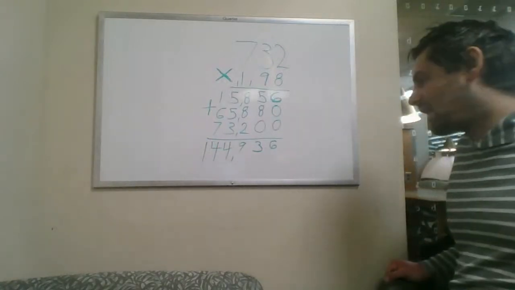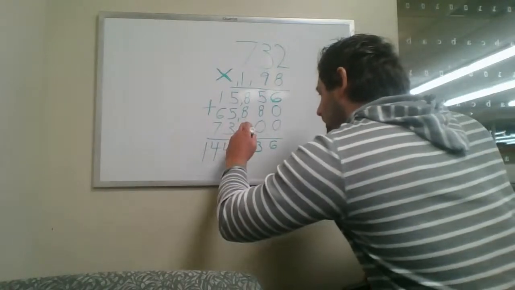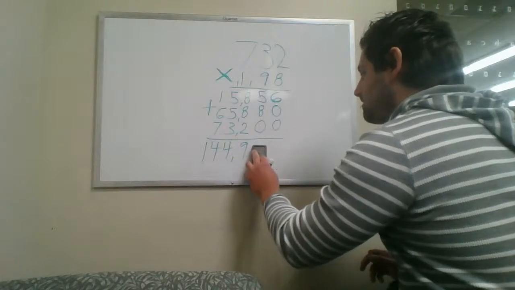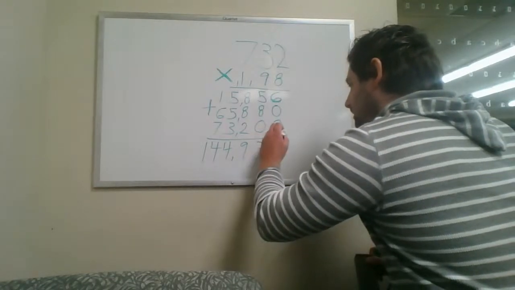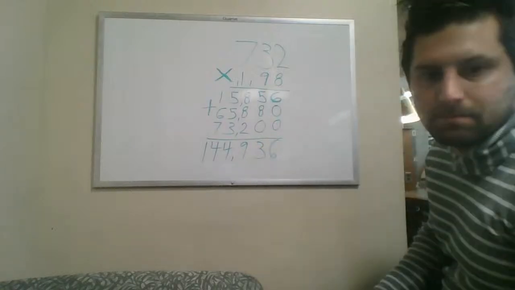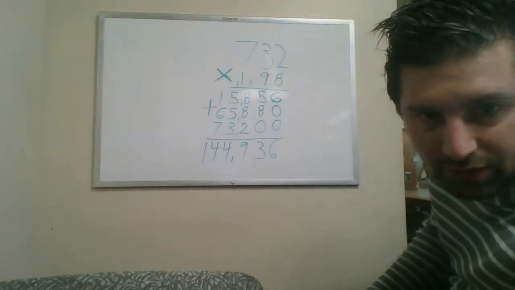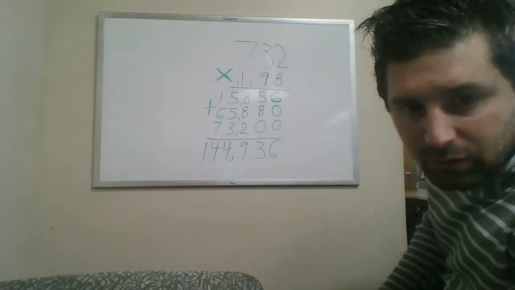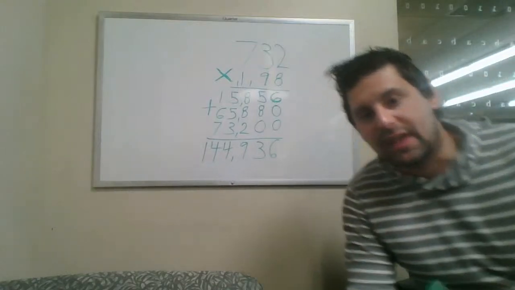All right, we have our final answer. I'm going to make the 9 a little bit neater. Legibility matters. Legibility definitely matters. So we have our final answer. 732 times 198 equals 144,936.